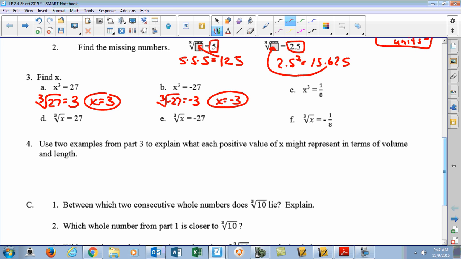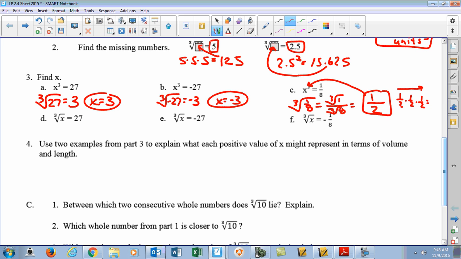So now when I take the cubic root of a fraction, in part C, basically I'm going to take the cubic root of 1 and the cubic root of 8. Well, the cubic root of 1 is 1, 1 times 1 times 1, and the cubic root of 8 is 2. So the number, if I take 1/2 and cube it, that's our x value. So 1/2 cubed is 1/8, because that's saying 1/2 times 1/2 times 1/2. And again, when I multiply fractions, I just multiply straight across. So 1 times 1 times 1, 2 times 2 times 2.